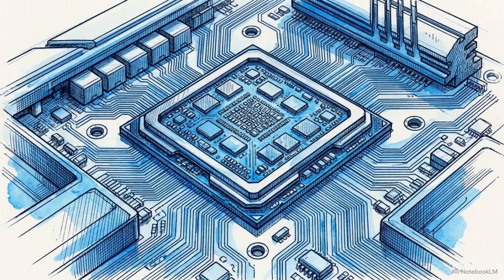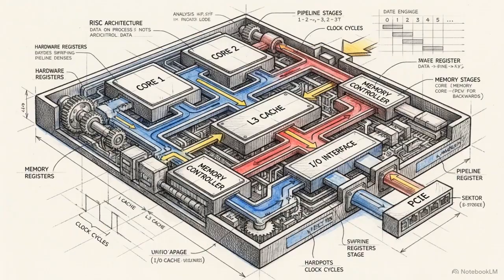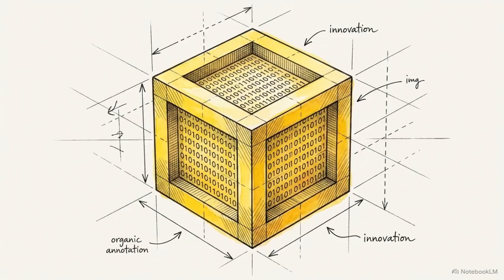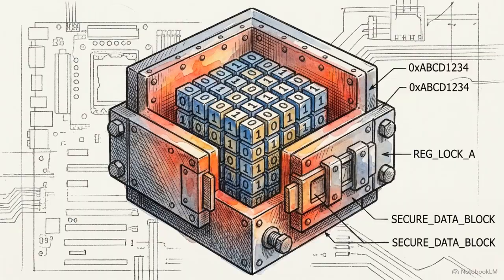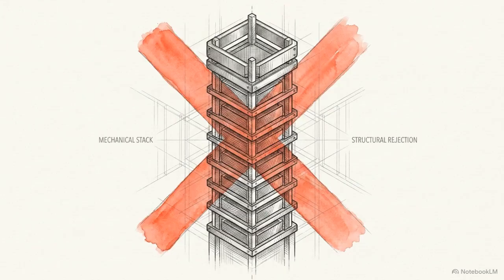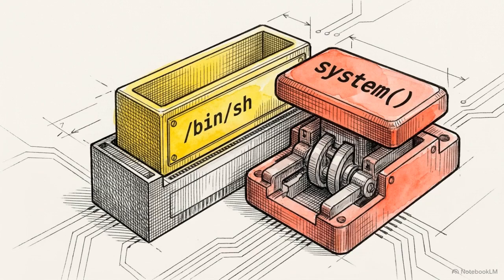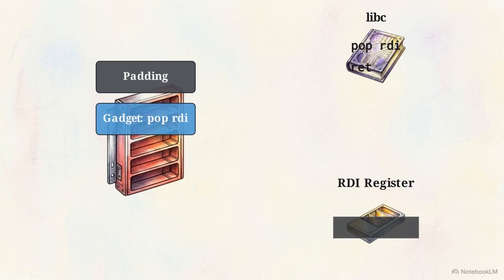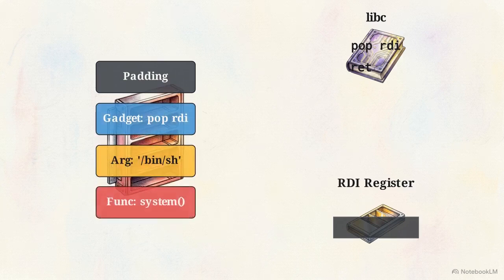Exploiting modern 64-bit Linux requires an extra step. Modern 64-bit architecture requires system call arguments to be passed inside hardware registers, specifically the RDI register, rather than on the stack. To spawn a shell, the attacker must force the address of the text string /bin/sh into the RDI register, then trigger the system library function. This 64-bit ROP payload contains 0 executable code. It stacks padding, the address of a POP RDI gadget, the string /bin/sh, and the system function.